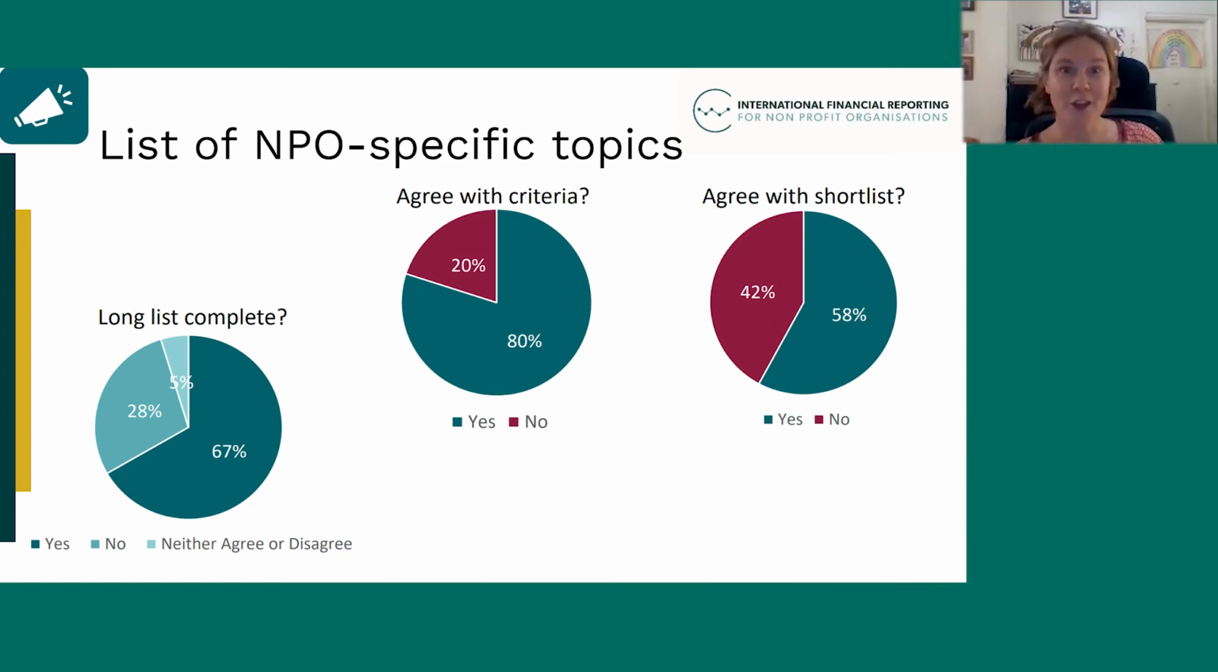The comments of the other 20% have been really helpful in adding nuance, but none suggested fundamental changes to the criteria. And then in terms of the shortlist itself, 58% agreed. A number of respondents suggested adding foreign currency transactions, and this was also mentioned frequently during our outreach events. There was some discussion in the advisory groups as to whether foreign currency presented any accounting issues that were unique for the sector.